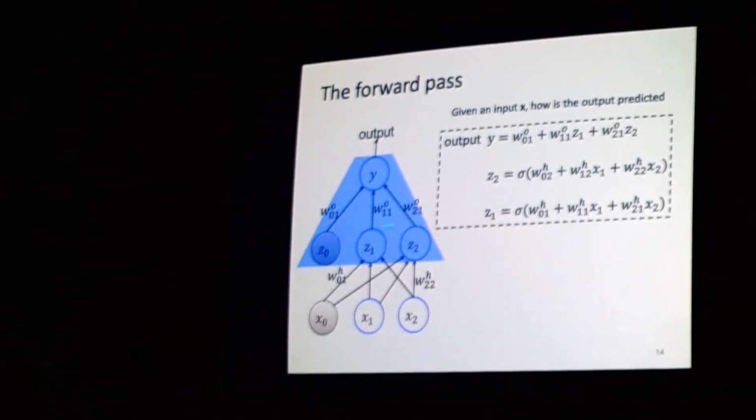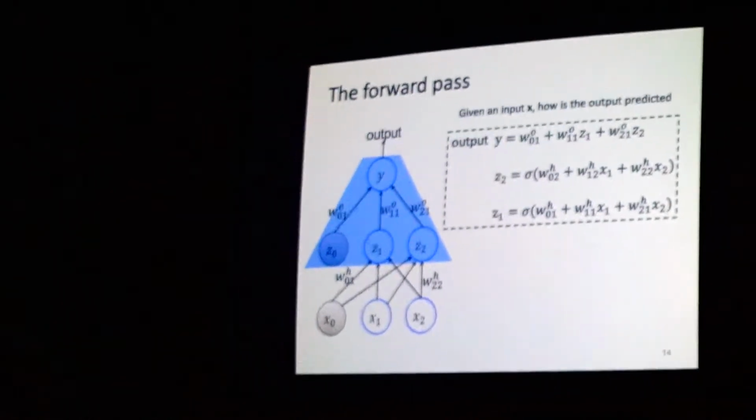And of course, if you have multiple layers, not only one hidden layer, you have hidden layers here, here, and here, you just follow the same procedure as computing Z1 and Z2, layer by layer, until you reach the output layer and do a linear combination of the neurons in the second last layer.